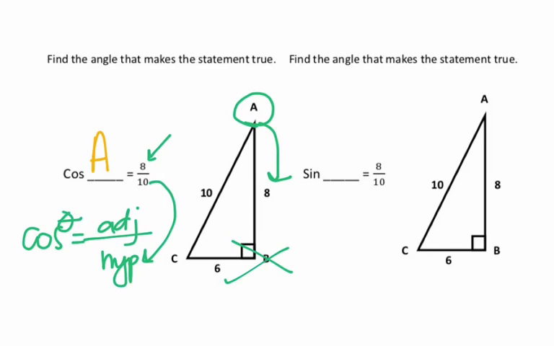Okay, pause the video and figure out which angle you have to be standing at for the sine ratio to be 8/10. Okay, sine is opposite over hypotenuse. I know my notation's getting even shorter. So opposite has to be 8. Well, what is opposite of 8? Angle C, and then 10 is still the hypotenuse.